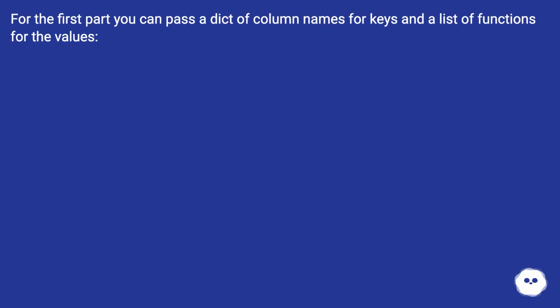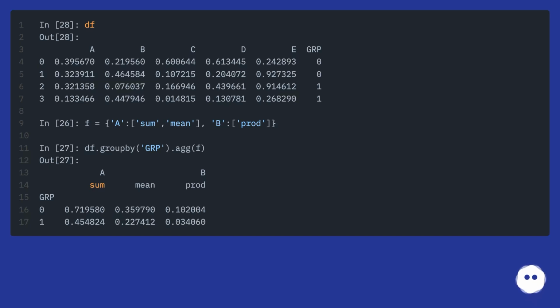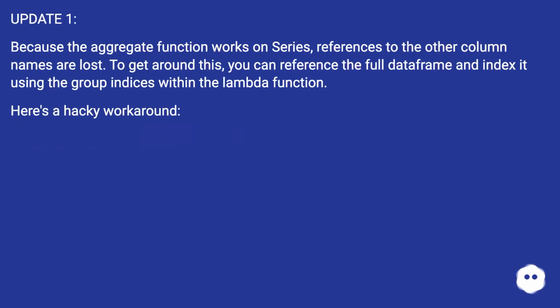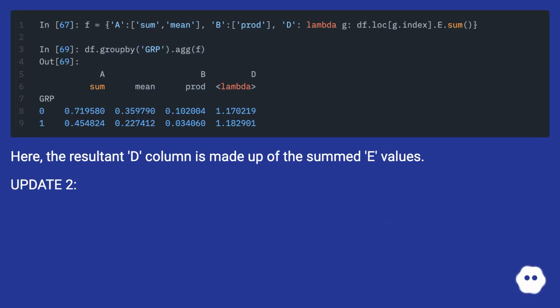For the first part, you can pass a dict of column names for keys and a list of functions for the values. Update 1. Because the aggregate function works on Series, references to the other column names are lost. To get around this, you can reference the full DataFrame and index it using the group indices within the lambda function. Here's a hacky workaround. Here, the resultant dth column is made up of the summed e values.